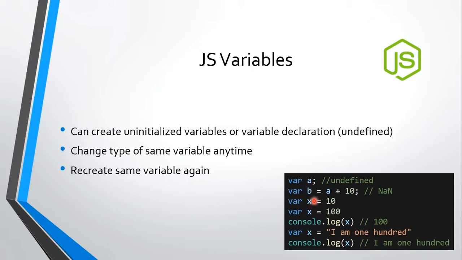If you see that if we perform any operation with an undefined, the result is not a number. We can declare this x variable multiple times. That's not a problem. It will not give us any error that x is already declared. And JavaScript is actually an interpreter-based language and scripting language, so it actually executes line by line. So it will actually recreate this variable again.